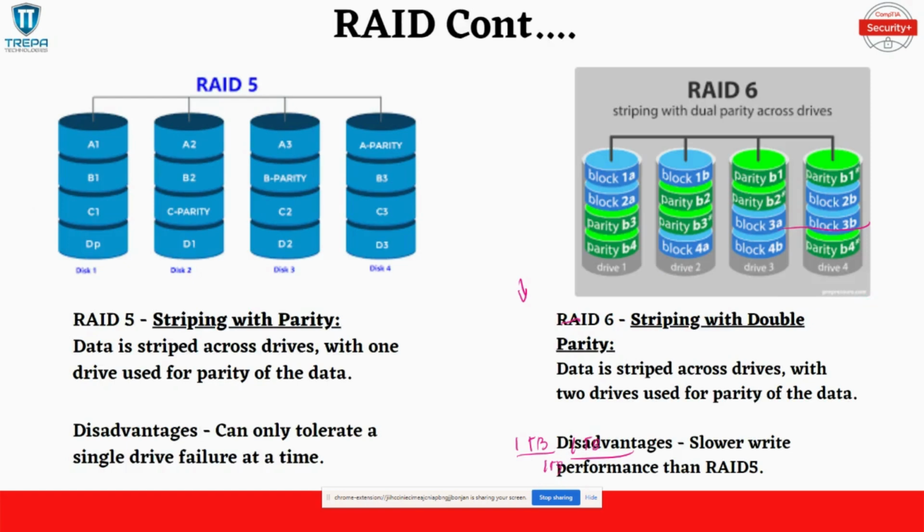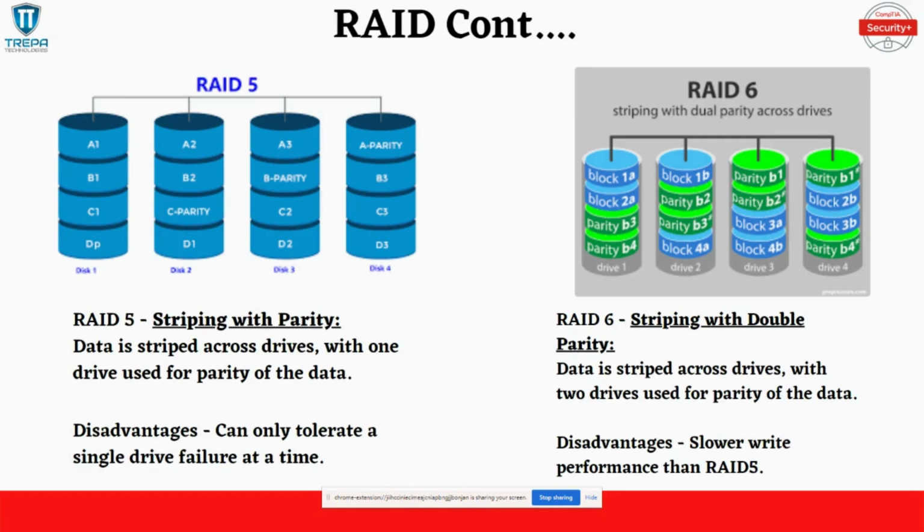Now let's move on to RAID 5. RAID 5 will also use striping to write data, but with RAID 5, we use parity bits, which are calculated to replicate stored data. These parity bits will be stored on separate drives than where the original data was stored.